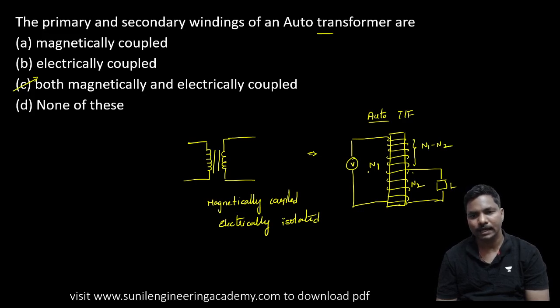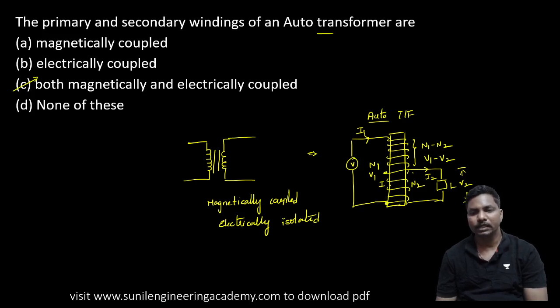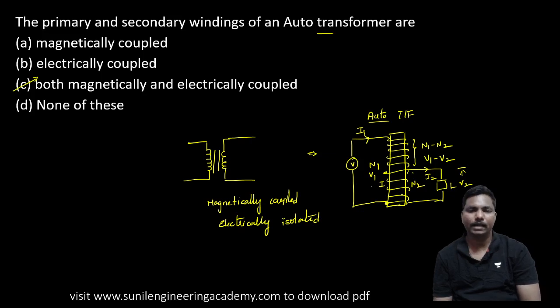This is considered as V1 volt. The voltage across the load is V2. Then the voltage across this winding is V1 minus V2. This is the current I1, load current is I2. This current is the current in the common winding. From this point to this point is the common winding, so it is common for both primary and secondary.